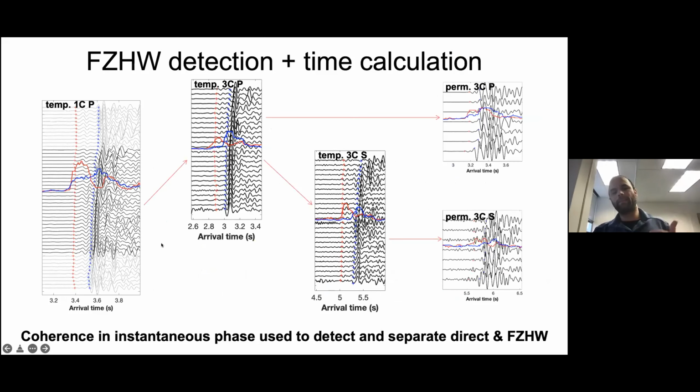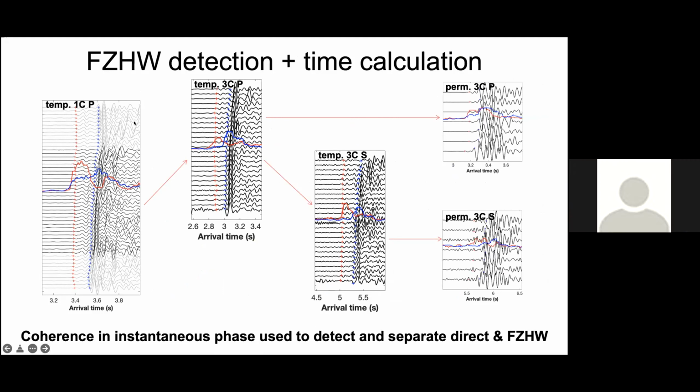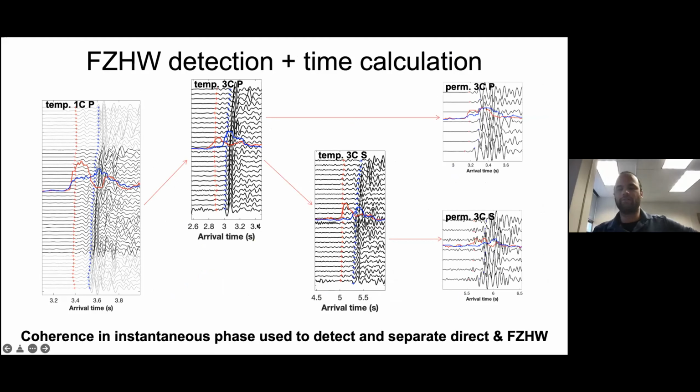So I identify these phases. I identify template events for these phases using the dense arrays first. I point out where they are, and then I go down in a cascading fashion to smaller and smaller aperture arrays. And so I can start seeing them in the 3-component P network, the 3-component S network, and then finally in that more than 10-year long recording window, very short aperture accelerometer network they have in the area.